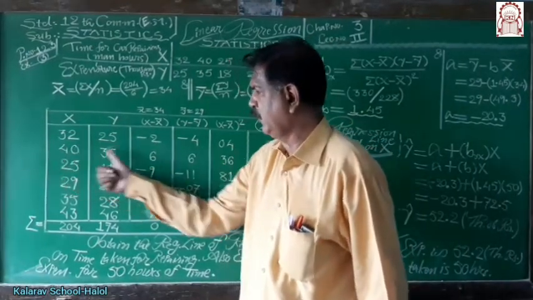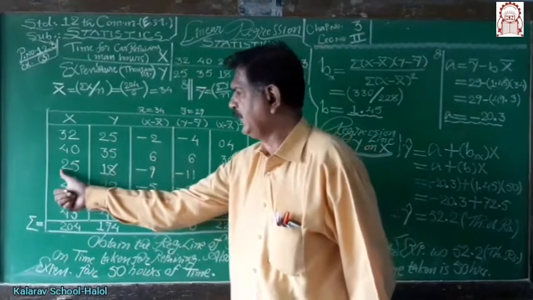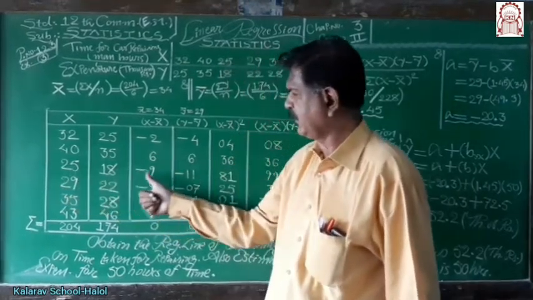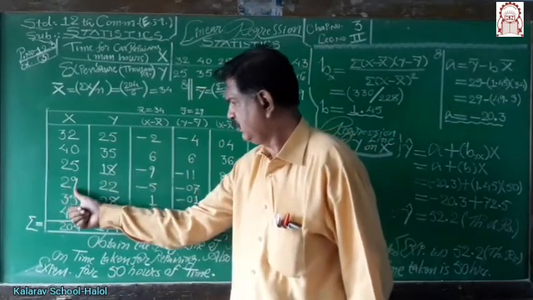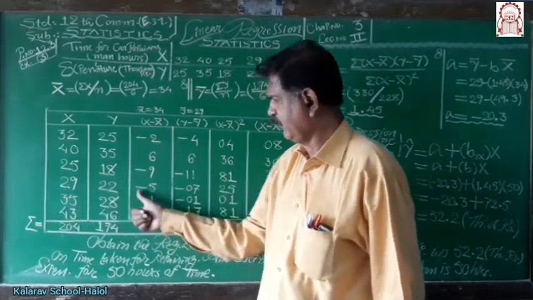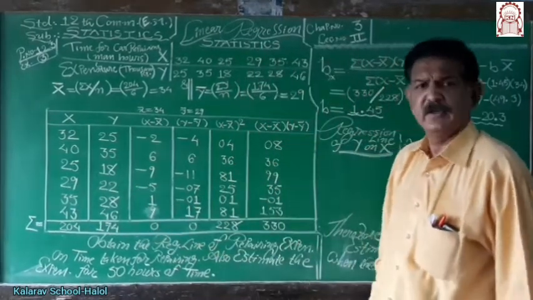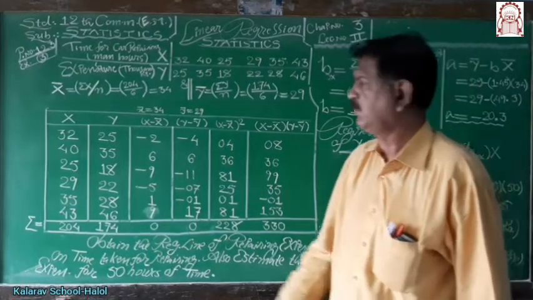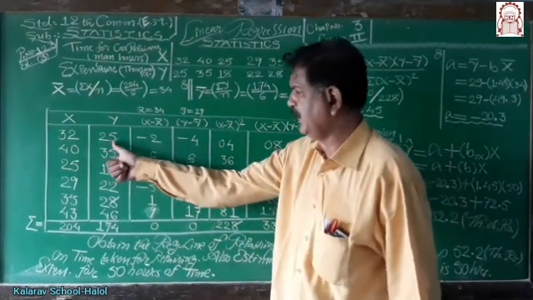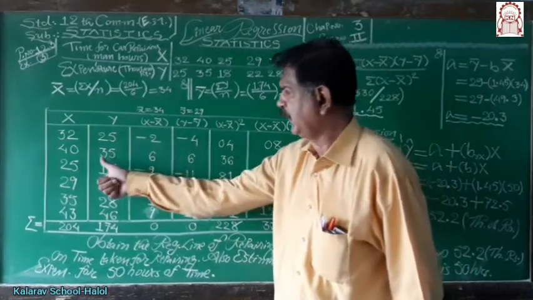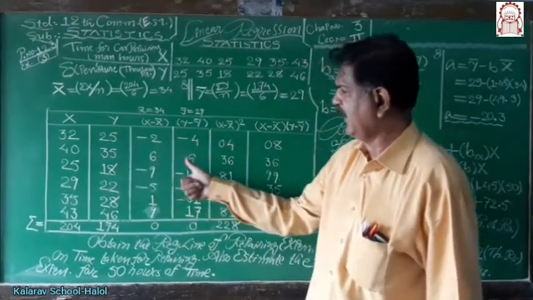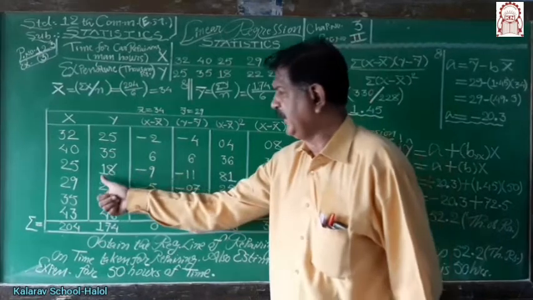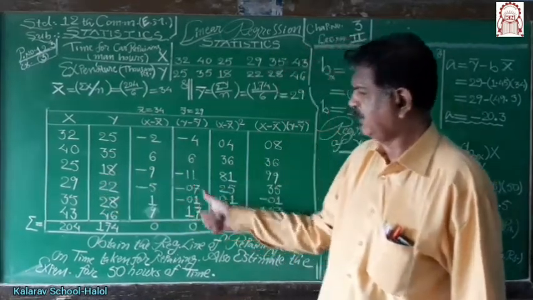40 minus 34, the answer becomes 6. 25 minus 34, the answer becomes minus 9. 29 minus 34, minus 5, and so on. Similarly, subtract y bar from each value of y. 25 minus 29, minus 4. 35 minus 29, the answer is 6. 80 minus 29 becomes minus 11.